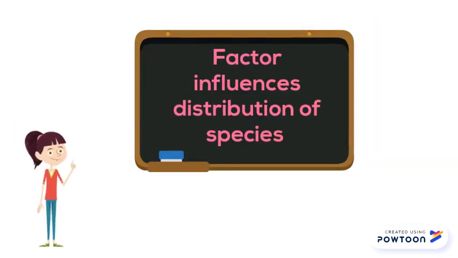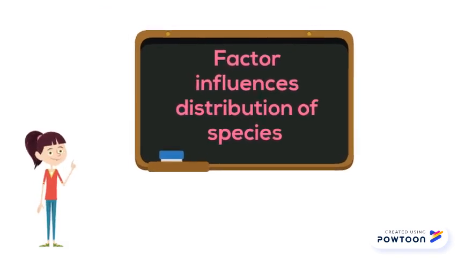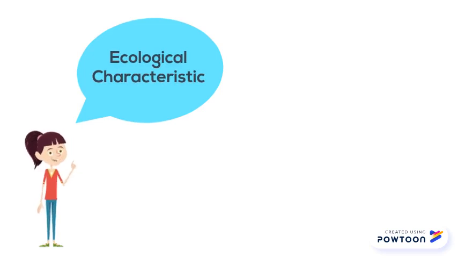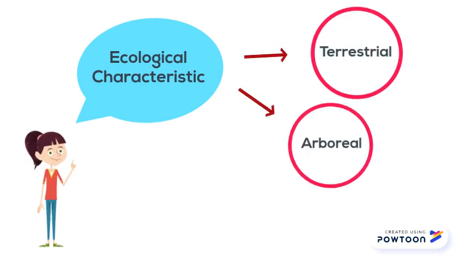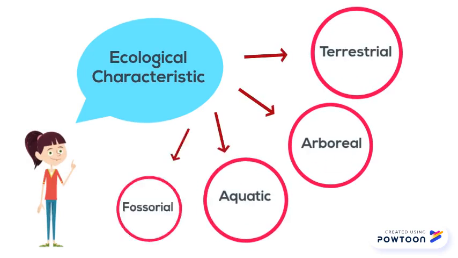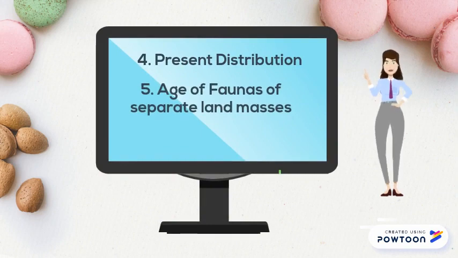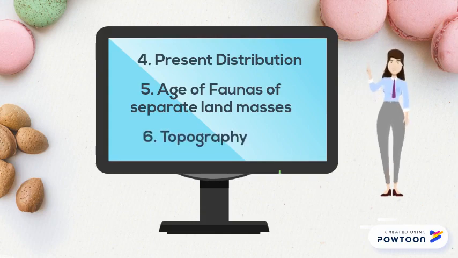The second factor that influenced the distribution of the species was climate, followed by ecological characteristics. For example, snakes can live in different habitats, such as terrestrial, arboreal, aquatic, and fossorial. The next factor is the present distribution and age of fauna of separate landmasses. And the final factor is that topography may affect the distribution of species of snakes and frogs also.